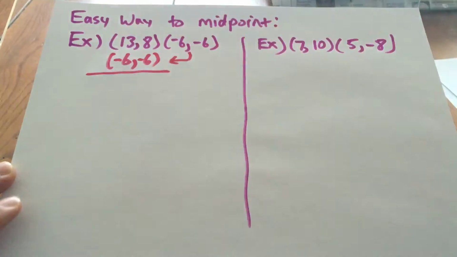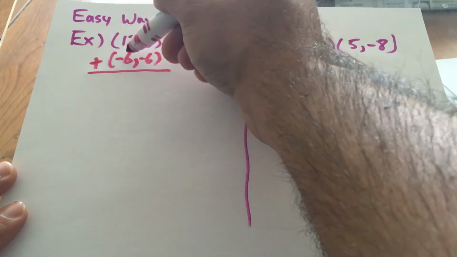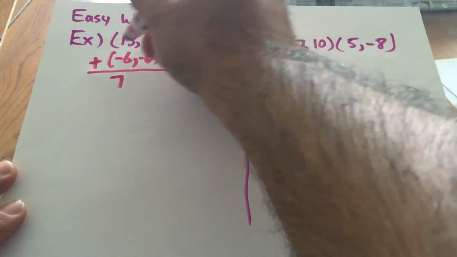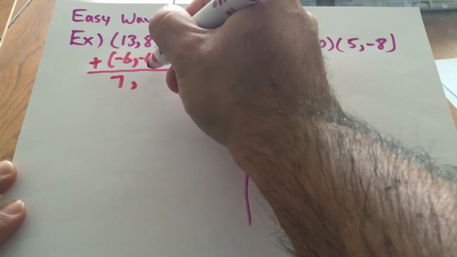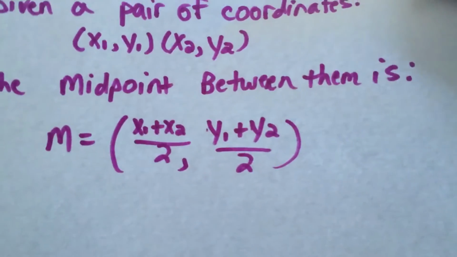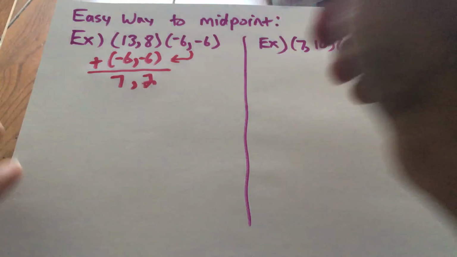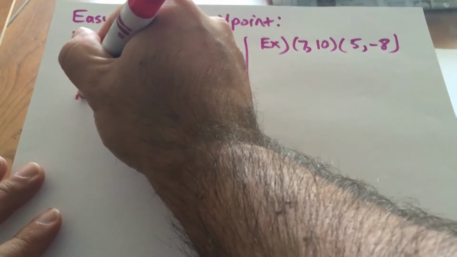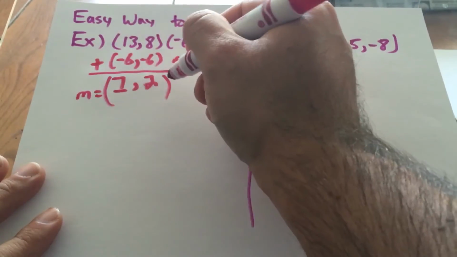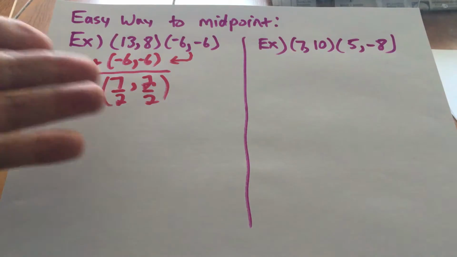And in the formula it says to add them, so we're going to add these points together. So 13 plus a negative 6, or 13 minus 6, is 7. And then 8 plus a negative 6, or 8 minus 6, is 2. So notice in the formula that once we add them, the second thing we do is divide by 2. So all you really have to do then to find your midpoint is take those two coordinates that you just added together and divide them by 2. And from there, then you simplify.